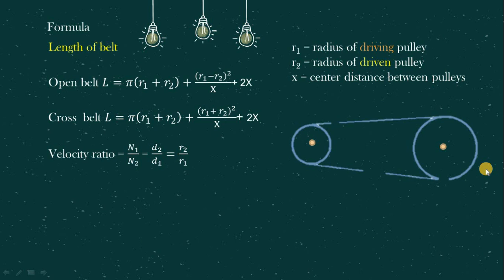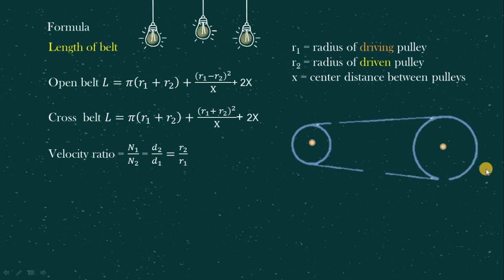Suffix 1 is used for the parameters connected with the driving shaft or pulley. Suffix 2 is related to the driven pulley or shaft. X is the center distance between the two pulleys.